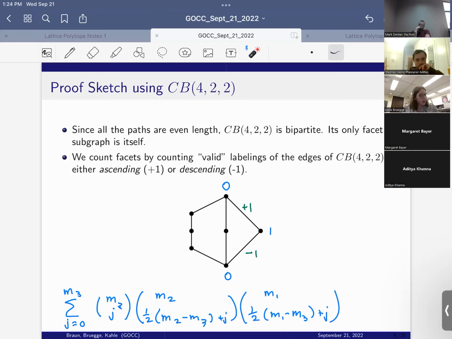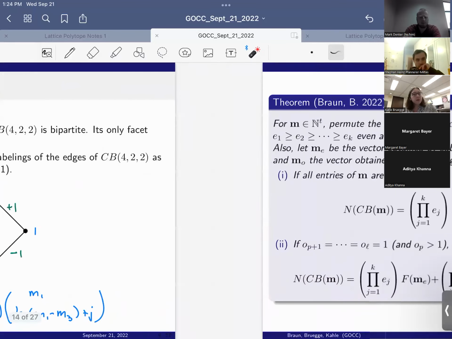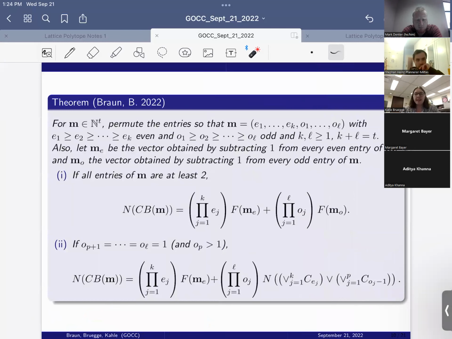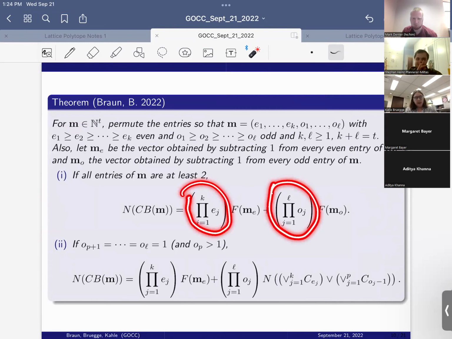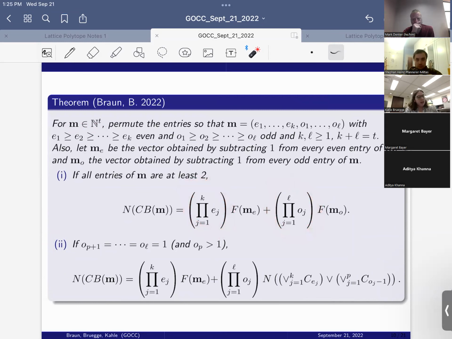So what do we have next here? Yes. So we can also count the facets when our coffee bean graphs are not bipartite. So in general, when we have a vector of positive integers that has some even entries and some odd entries, we get counts for the facets that look a little more gnarly. But essentially, these come from the number of ways that we can construct a facet subgraph for that coffee bean. And then how many facets do we get from each of those facet subgraphs?